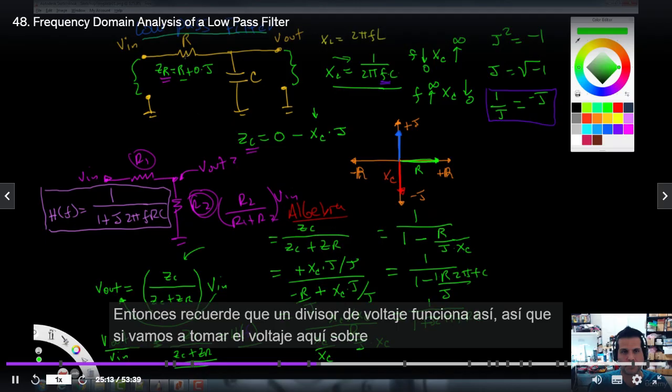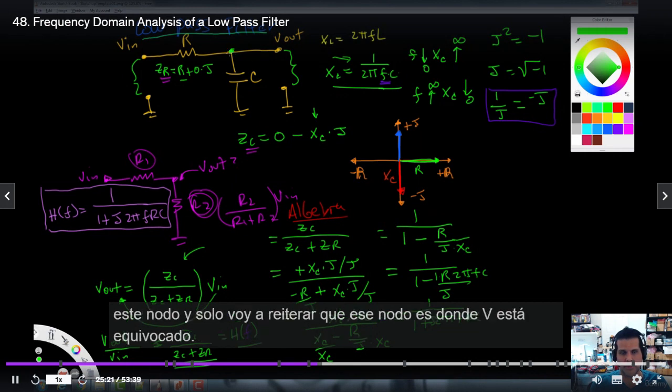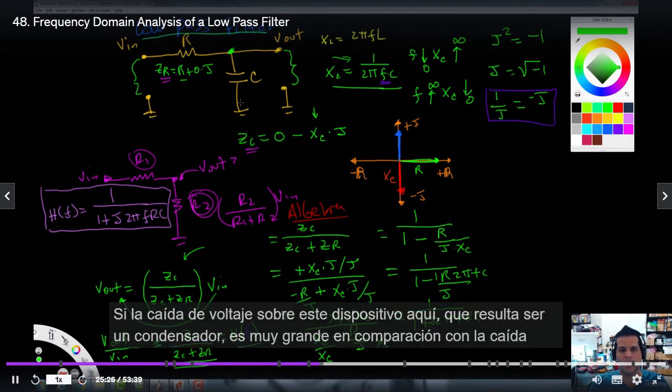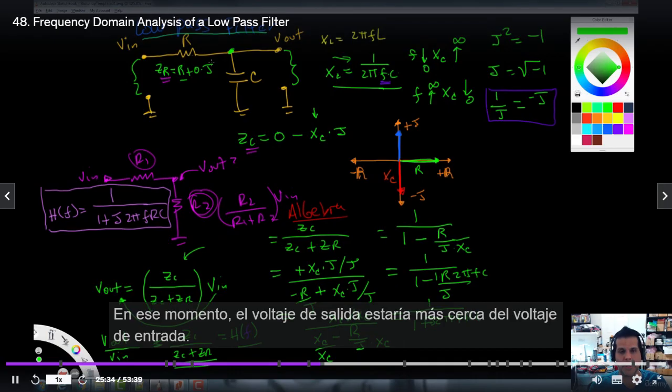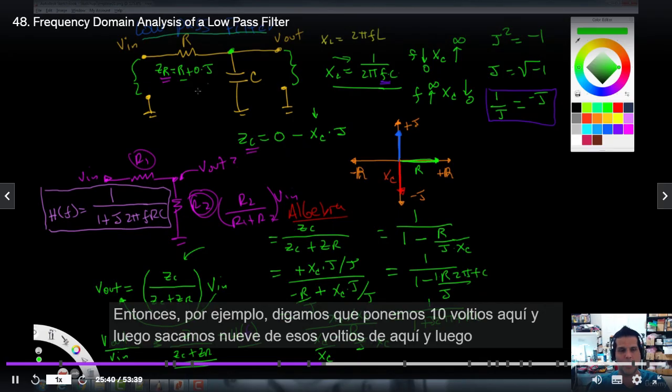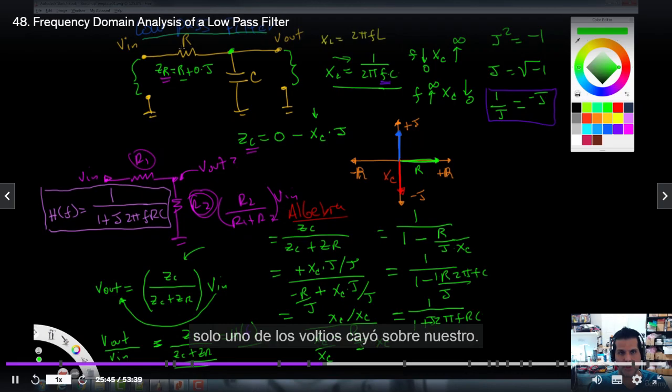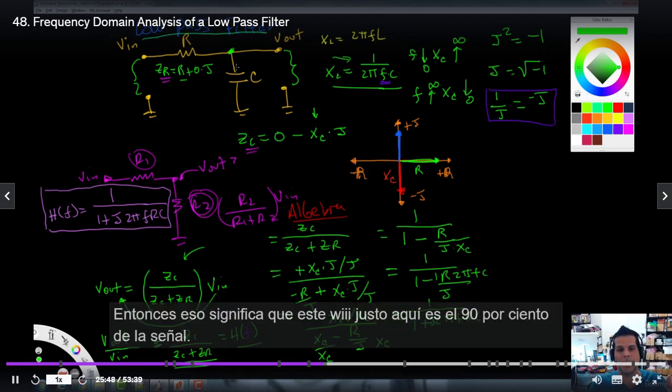So remember that a voltage divider works like this. If we're going to take the voltage right here over this node, and I'm just going to reiterate that this node is where V out is taken, if the voltage drop over this device here, which happens to be a capacitor, is very large compared to the voltage drop over this R, then the output voltage would be closer to the input voltage. So for example, say we put 10 volts into here, and then we got 9 of those volts out of here, and then only 1 of the volts dropped over R, then that means that this V out right here is 90% of the signal.